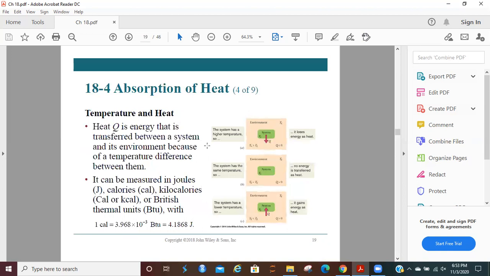Okay, temperature and heat. Q is going to be the letter that's used to represent heat. And heat is going to be the energy that is transferred between a system and its environment because of a temperature difference between them. It can be measured in joules, it can be measured in calories, kilocalories, or British thermal units, just whatever floats your boat at the time. And then you can see the conversions down here. 1 calorie is equal to this number of BTUs, which is equal to this number of joules.